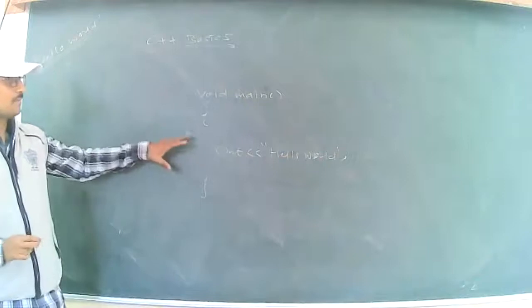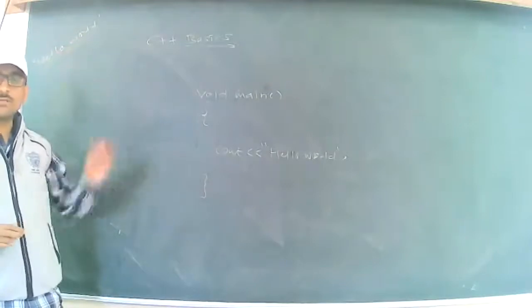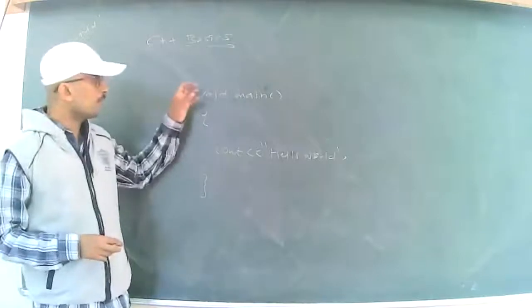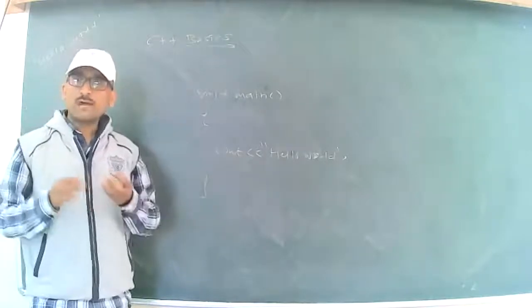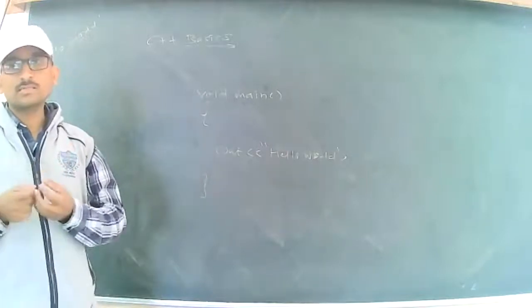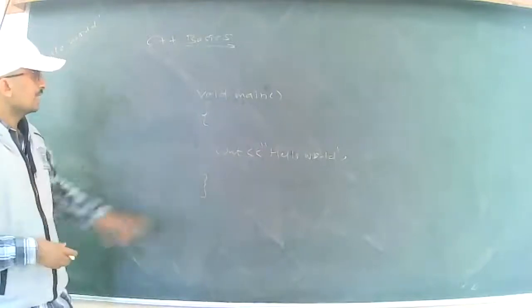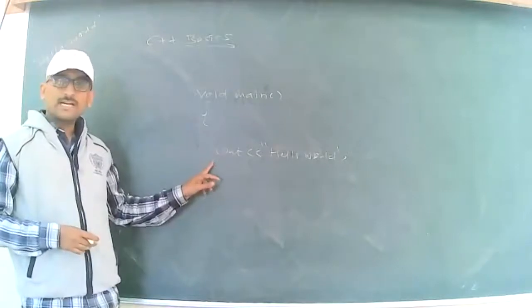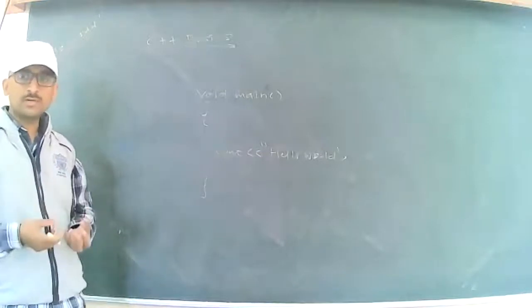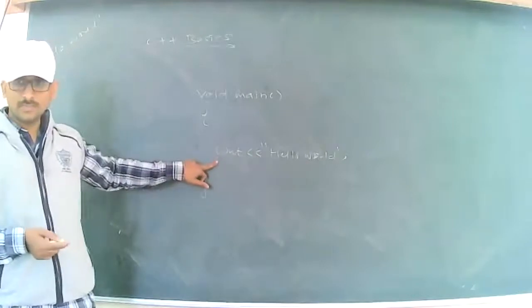Now this is my program with the help of which I can put hello world on my console screen. But whenever I compile this program, I am going to have some kind of errors or warnings on my PC. What kind of warnings will be there? The program is not going to identify this cout keyword. Why? Because we have not included the header files in which this keyword is defined.